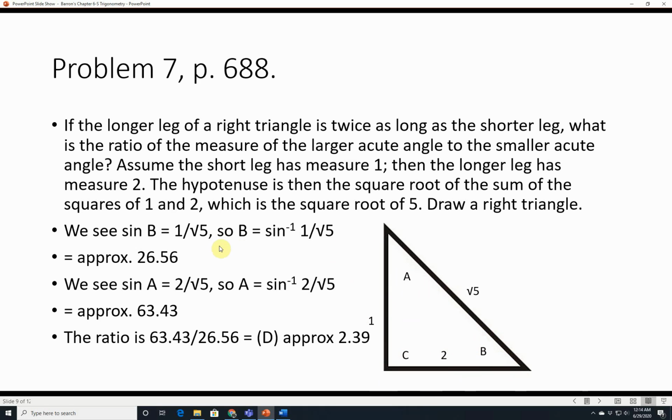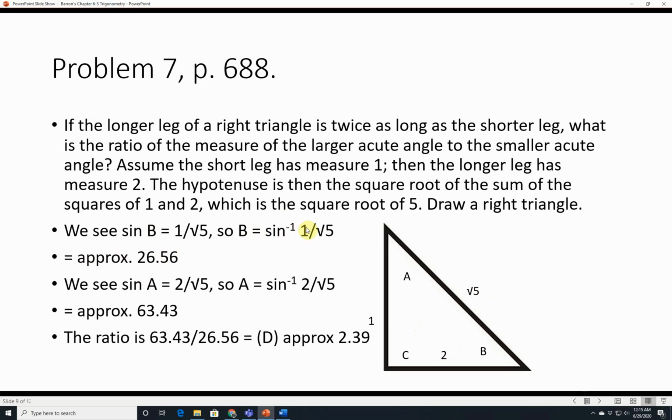So we need to find B over A. We know the longer leg is twice as long as the shorter leg, so this is 1, this is 2. That's where we got that from. So we use the Pythagorean Theorem. We know 1 squared is 1, 2 squared is 4. 1 plus 4 is going to be equal to 5. From the Pythagorean Theorem, we know then that this is the square root of 5. So sine of B has to be the opposite, which is 1, over the hypotenuse, which is square root of 5. So it's going to be 1 over square root of 5. Just put that into your calculator, take the inverse sine of it, and that's going to give you 26.56.